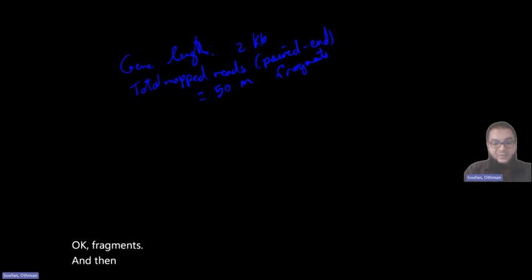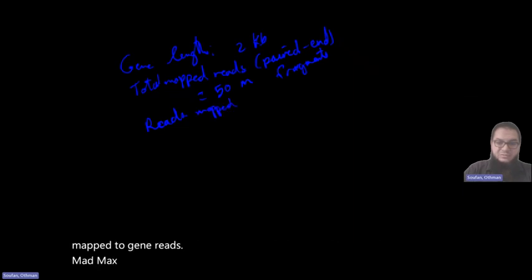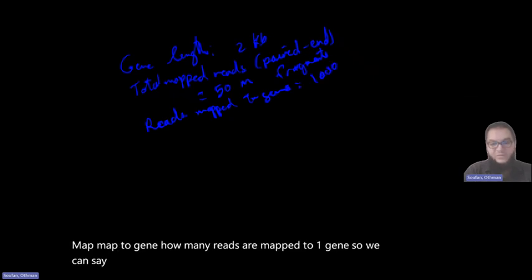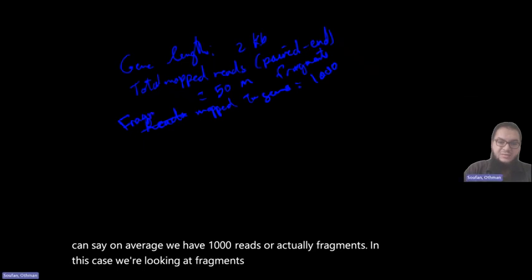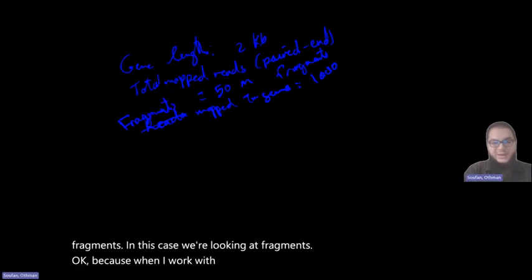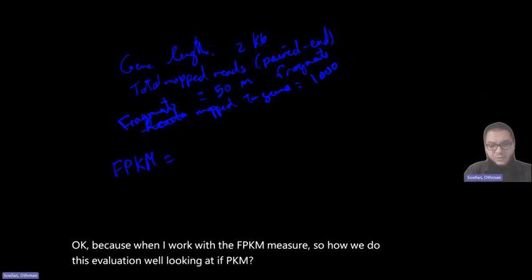And then what else do we need? We need the reads mapped to the gene. How many reads are mapped to one gene? So we can say on average we have 1,000 reads, or actually fragments. In this case, we're looking at fragments, because we're going to work with the FPKM measure. So how do we do this evaluation? Looking at FPKM, we want to get this measure.